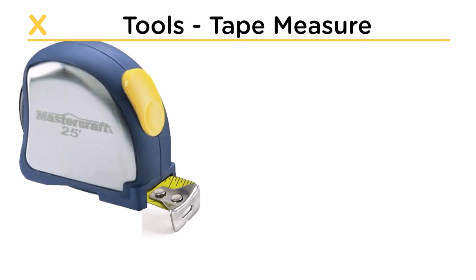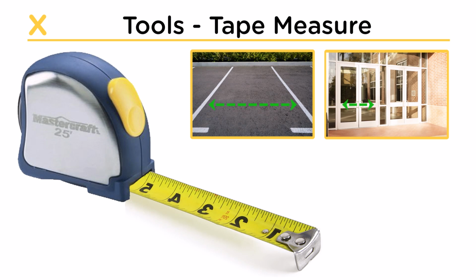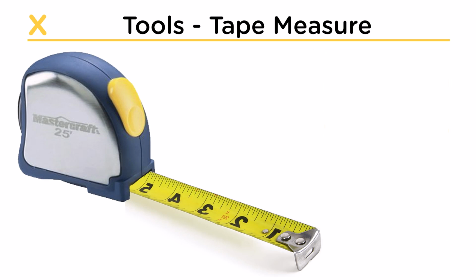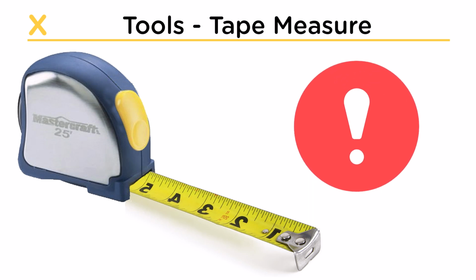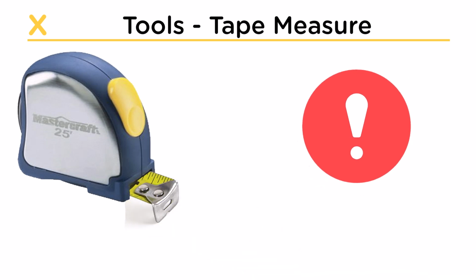The first tool is a tape measure. Use the tape measure to measure the width of parking spots, doorways, ramps, and other accessible routes, as well as the height from the floor of objects such as handrails. Ensure the tape is straight when taking a measurement. To lock the tape at the current length, press the switch down. If unlocking to release the automatic rewind on the tape measure, be careful, it rewinds quickly and the outside edge of the tape measure may hurt your fingers.